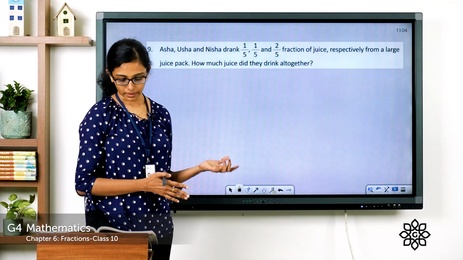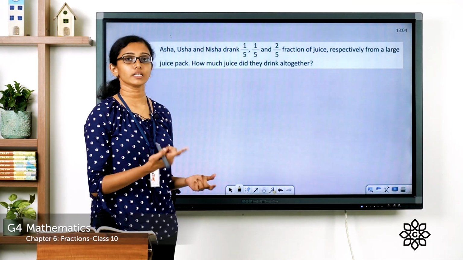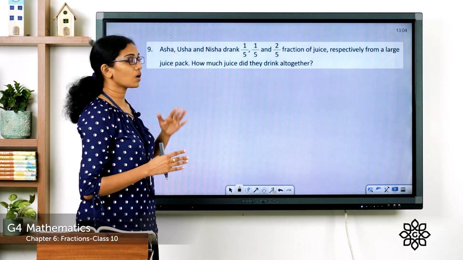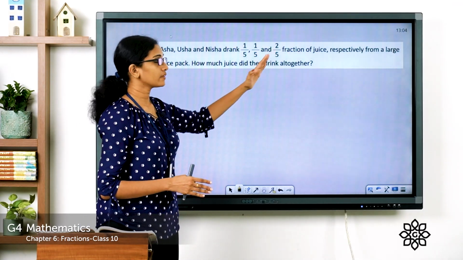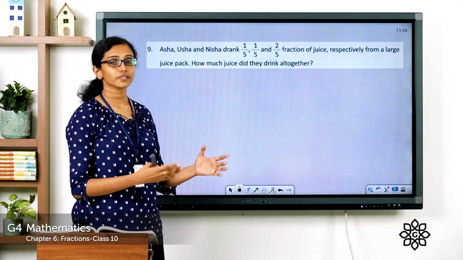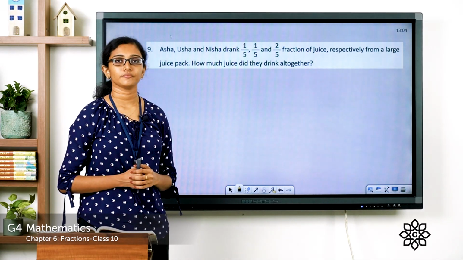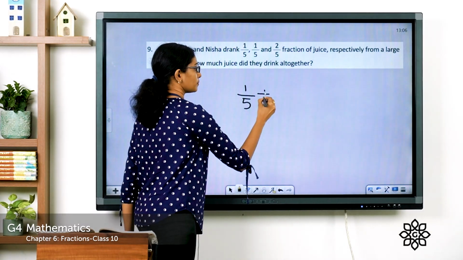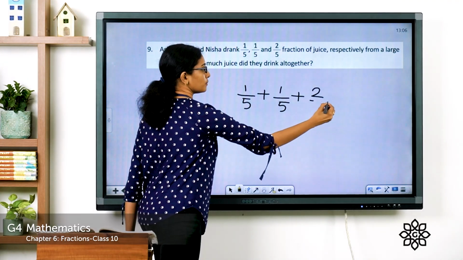1 by 5, 1 by 5 and 2 by 5 fraction of juice was drank respectively by Asha, Usha and Nisha. So Asha drank 1 by 5 fraction of the juice. Usha also drank 1 by 5 fraction of the juice and Nisha drank 2 by 5 fraction of juice. So how do you find how much juice did they drink altogether? Just add the fraction of juice drank by each. So that would be equal to 1 by 5 plus 1 by 5 plus 2 by 5.